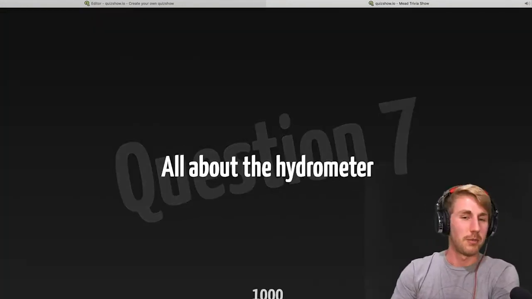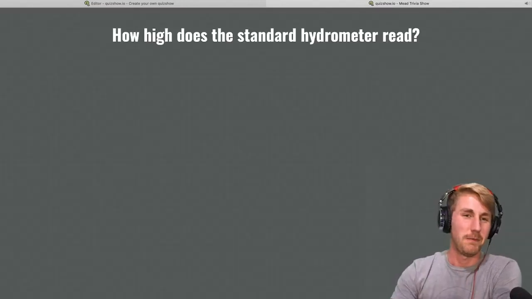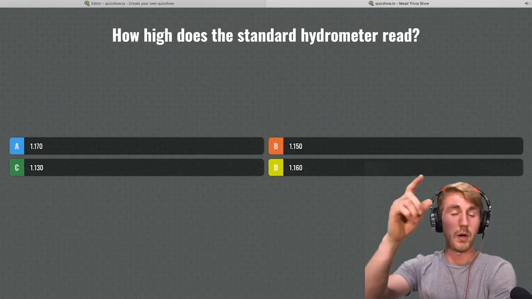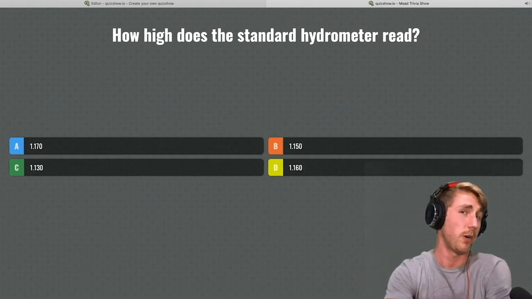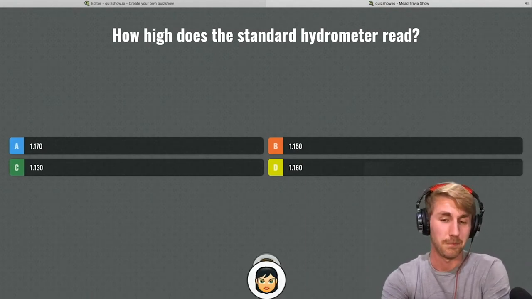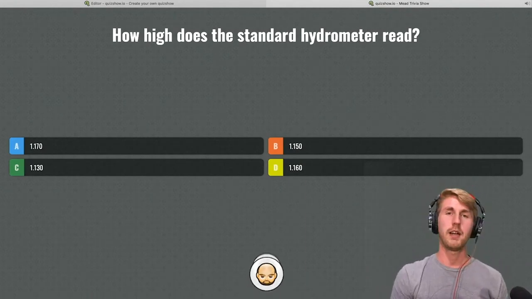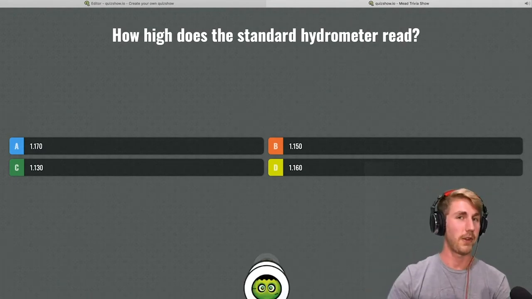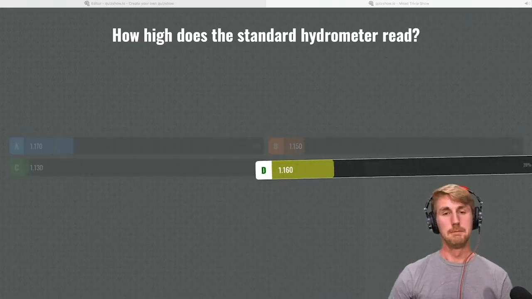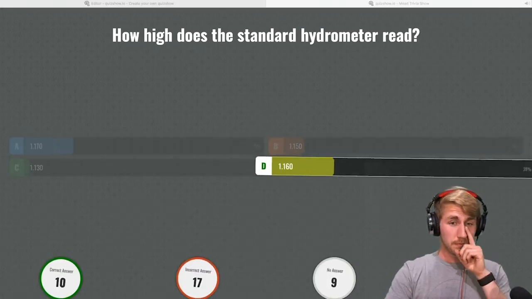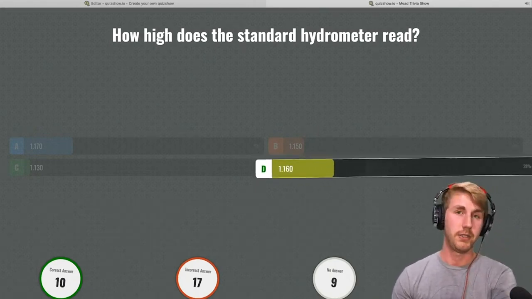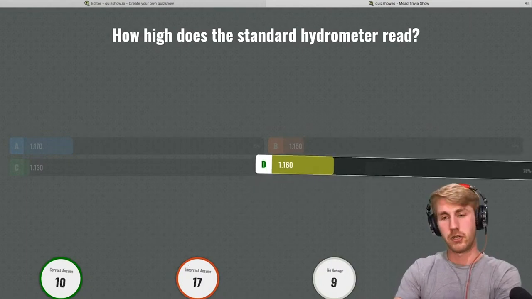Here we go. Question number seven. This is all about the hydrometer, y'all. How high does the standard hydrometer read? Is it 1.170? Is it 1.150? Is it 1.130? Is it 1.160? When I say standard, if you were to buy a hydrometer off of Amazon, you're gonna get this measurement, points of gravity, pretty quick. The answer was 1.160. That is generally the highest gravity you can read on a standard hydrometer.